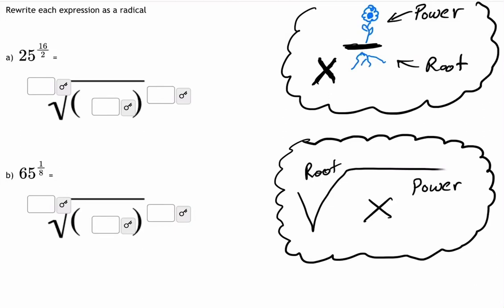All right, this video is going to walk you through and help you better understand fraction exponents and how they can be turned into radicals. The first thing you'll need to notice is that when you have a fraction exponent, the top part right here is your flower and the bottom part is your root.